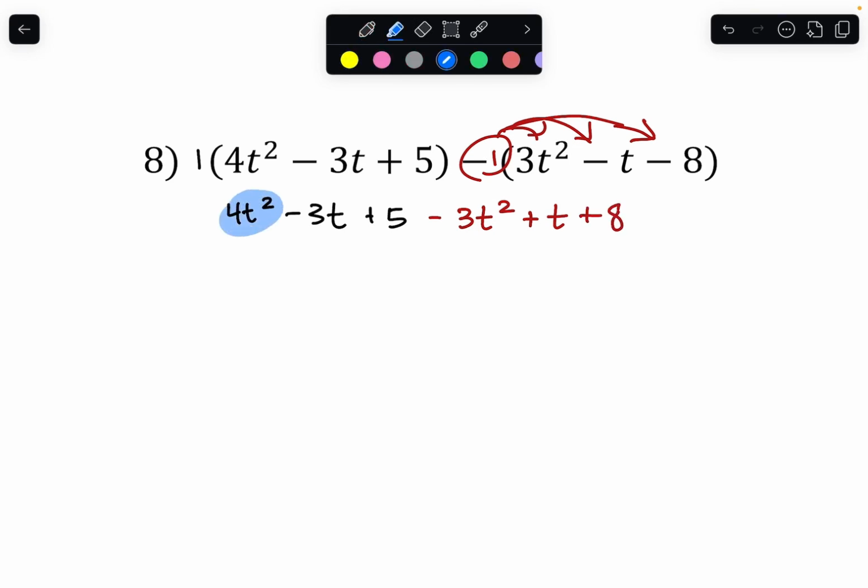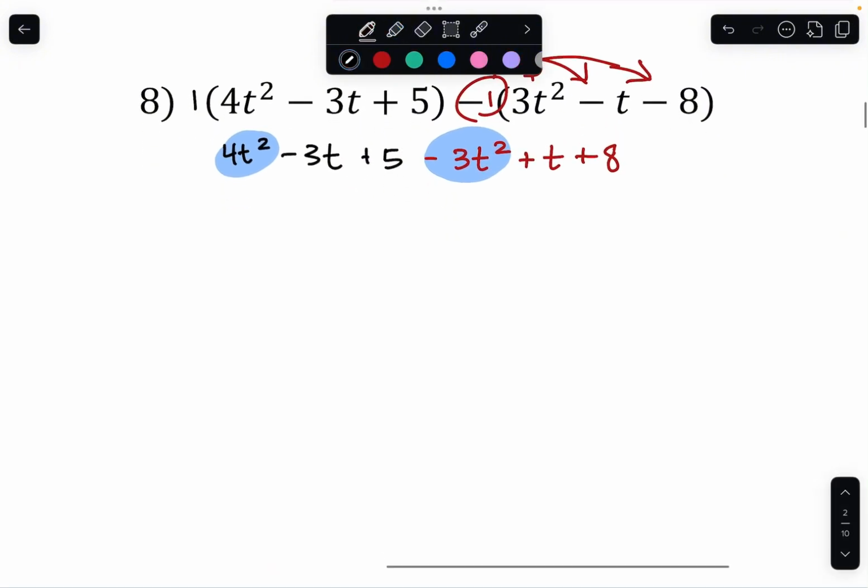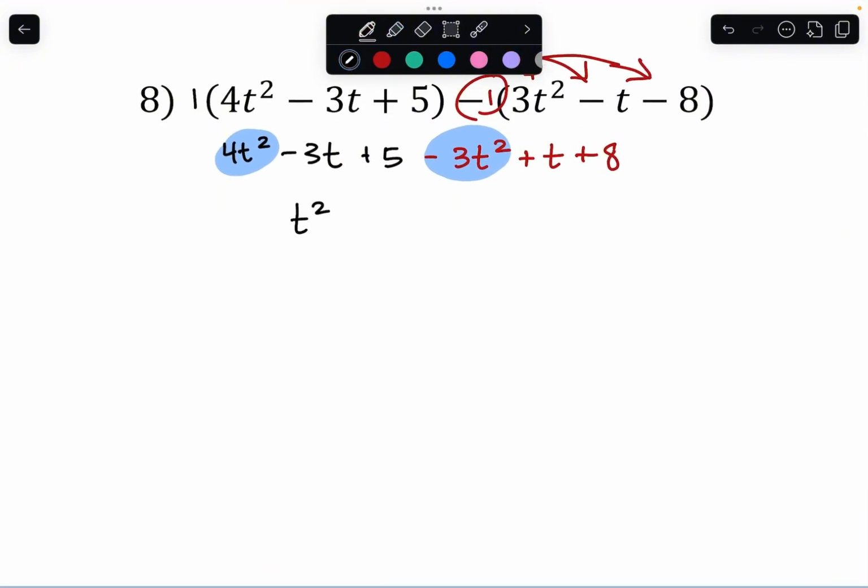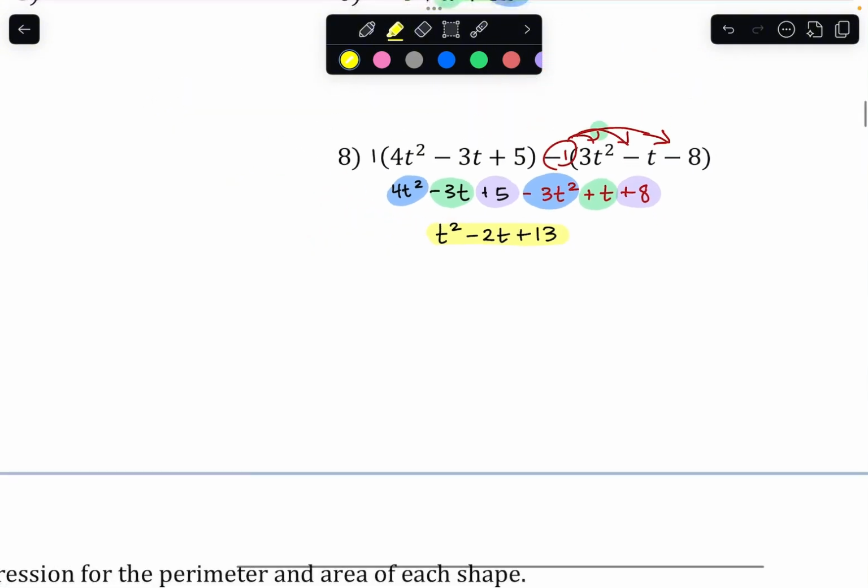And so we have t squareds to combine. 4t squared minus 3t squared is just t squared. And then negative 3t plus t is negative 2t. And then our constant is 5 plus 8, which is 13. So we have t squared minus 2t plus 13 as our final answer.